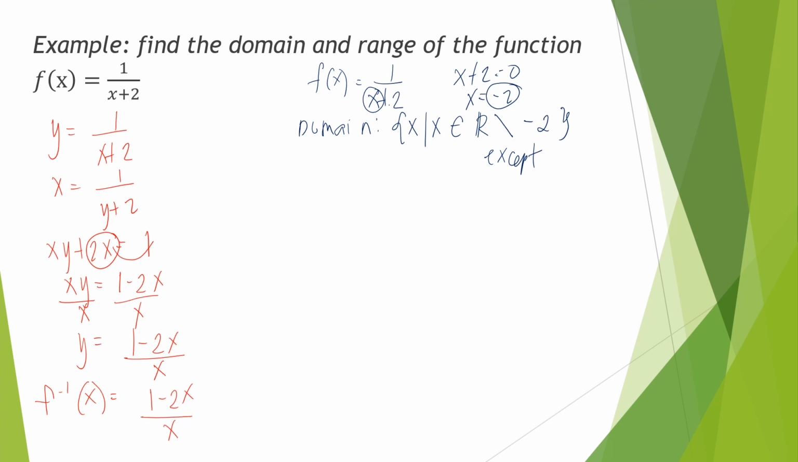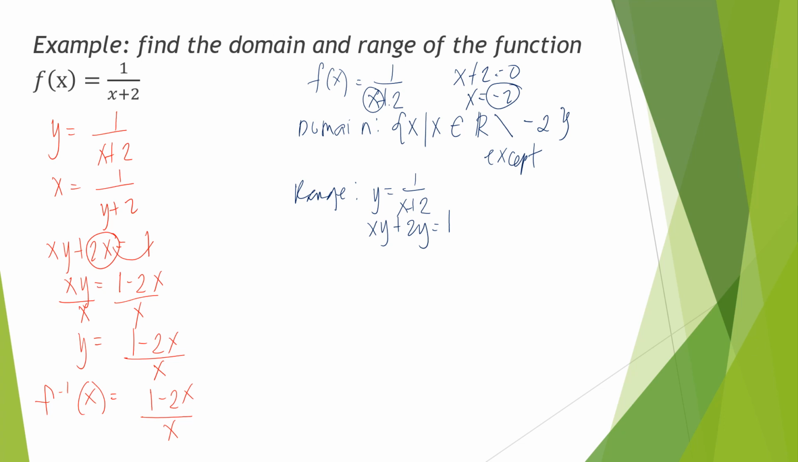Okay? So, that is for the domain. So, for the range naman, we solve for it. I'll repeat the process: how do we get the range of a rational function? We change f of x to y. This is 1 over x plus 2. Then we cross multiply. 2y is equal to 1.